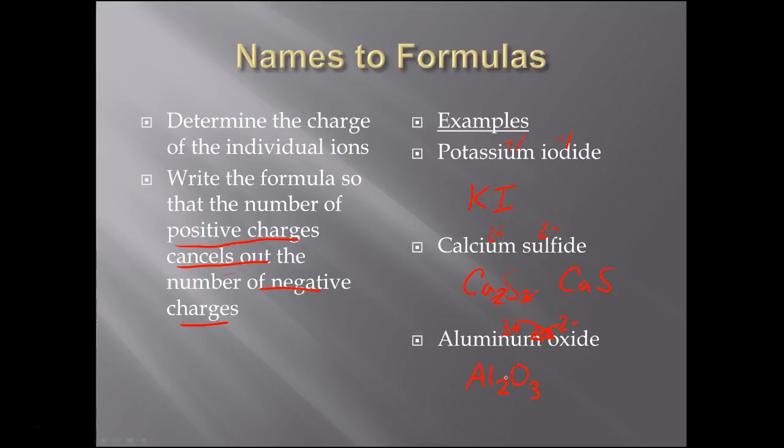But notice that you would have 2 aluminums. That means you'd have 2 3 pluses. So 3 plus and 3 plus would give you a total of 6 plus charge. And then you would have 3 oxygens. Each oxygen represents a charge of 2 minus. And if you have 3 2 minuses, that means you would have a total charge of 6 minus. So 6 plus and 6 minus, they cancel each other out, and you are left with Al2O3 as your correct formula.